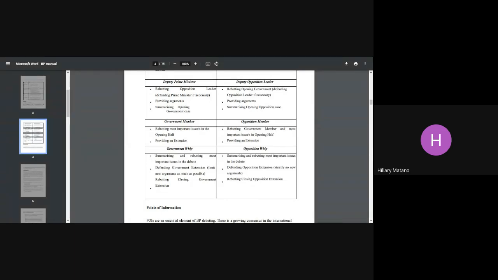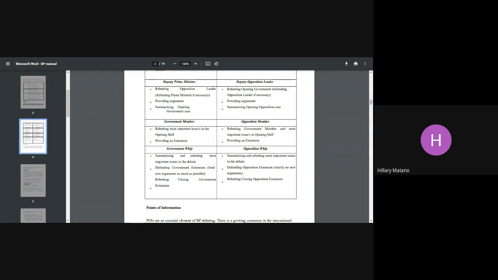The last speakers' roles are very simple. They summarize the debate. The government whip, apart from rebutting the case that has been put forth by the speakers from the opposition side, presents a summary of what the debate has been about.